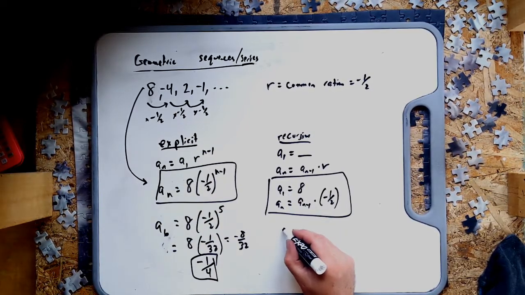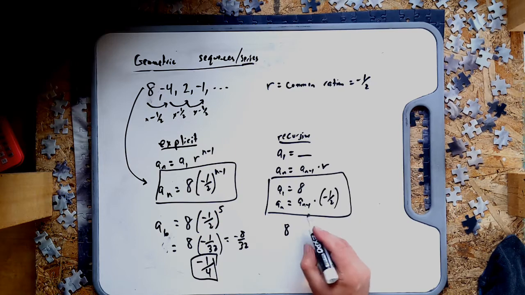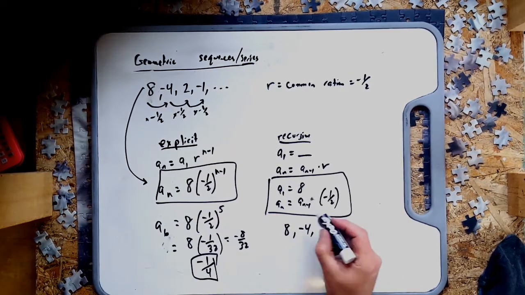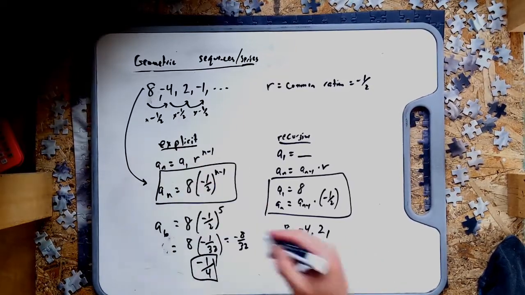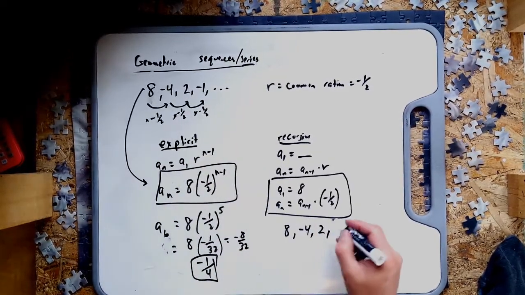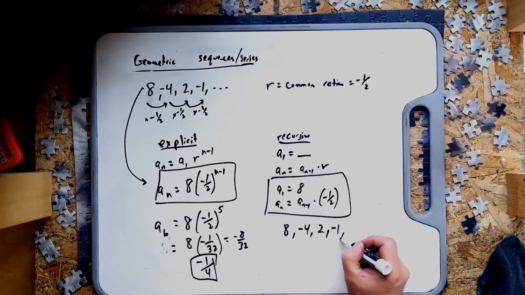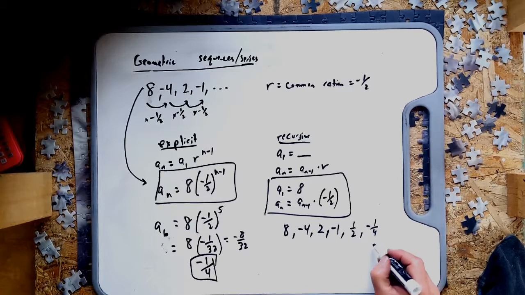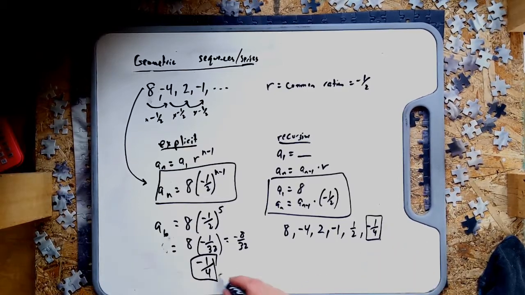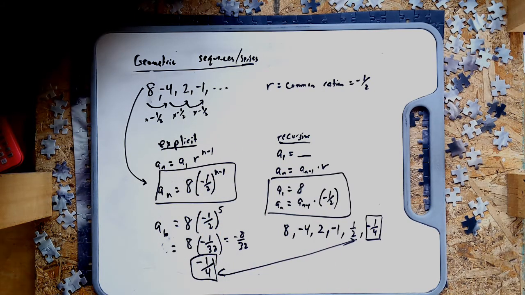Now I'm going to use the recursive. a_1 is 8. So a_2 must be a_1 times negative 1/2, or negative 4. And then a_3 must be a_2, which is negative 4 times negative 1/2, or 2. I'm just writing the first terms just like up here using the equation. Next one is negative 1, keep multiplying by negative 1/2. Next one's 1/2. And the next one's negative 1/4. And there's my answer, same answer. Just two different equations or methods that will give you the same answers.